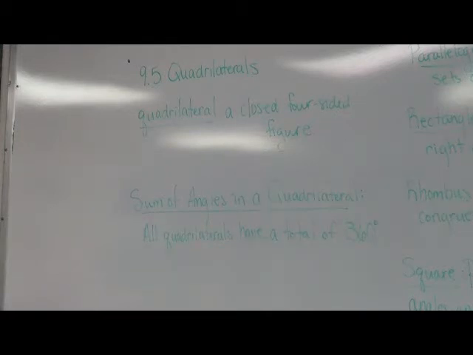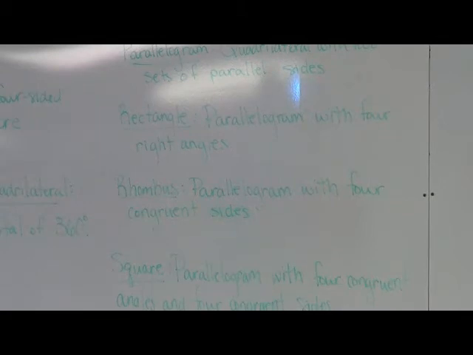If you think about a square, it has 4 right angles. So 90 plus 90 plus 90 plus 90 is 360. So those are the two basic characteristics that we're going to talk about with quadrilaterals. I now want to have you copy down the basic definitions of some of these quadrilaterals.